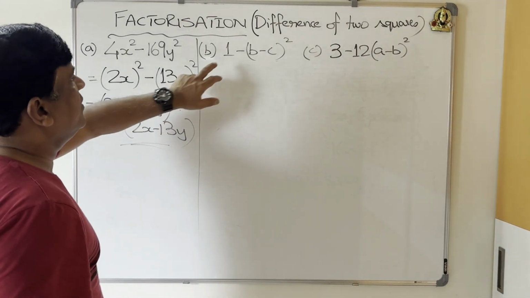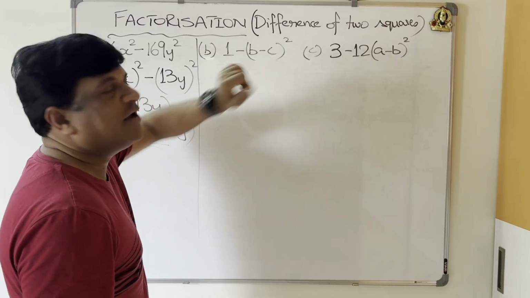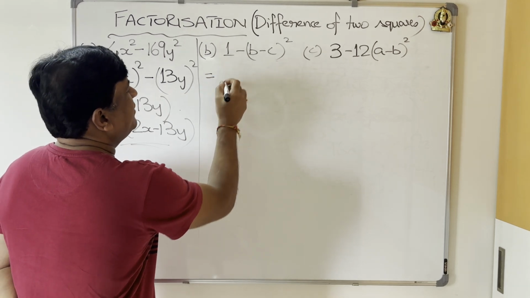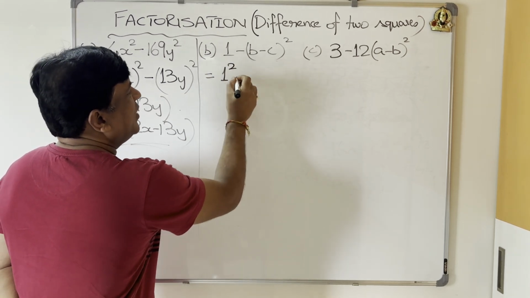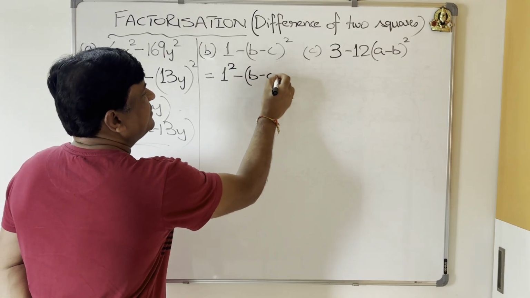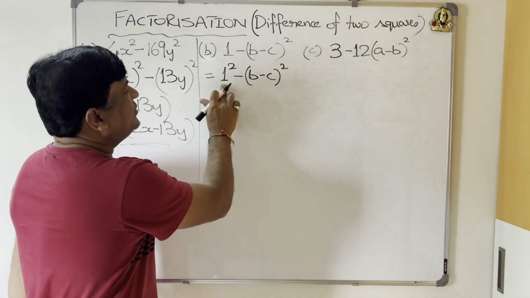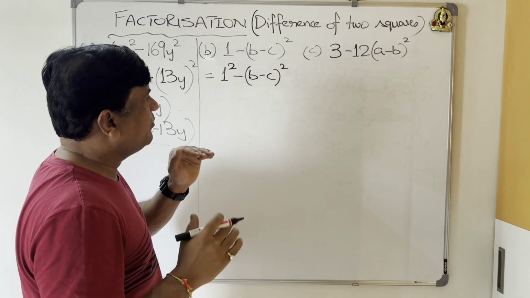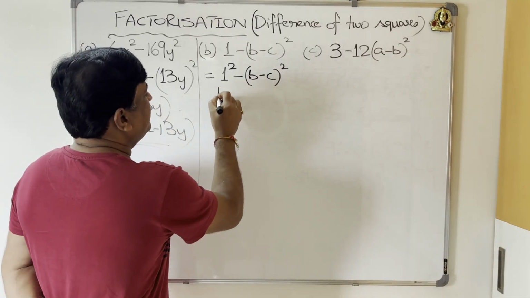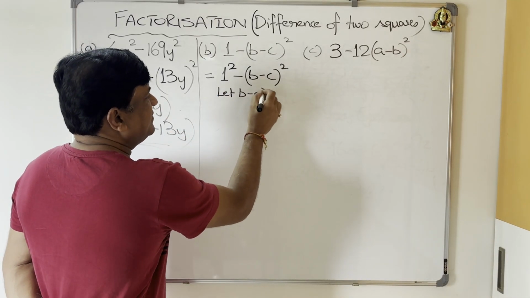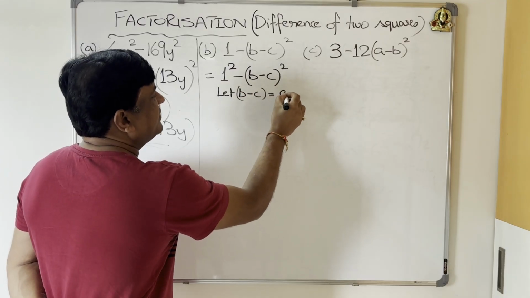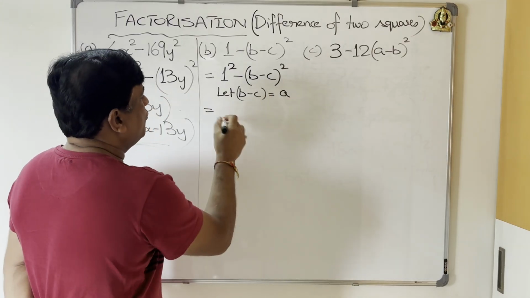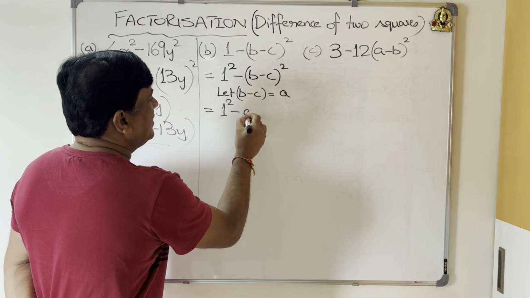Let's look at the second one. You have 1 minus (b minus c) whole square. So what can you do over here? Can you bring it to the format of a square minus b square? I can write 1 as 1 square and this one as (b minus c) whole square. So for solving this problem in an easier way, I'll just replace b minus c with a, for simplicity. I'll tell you later why I do it. So this becomes 1 square minus a square.